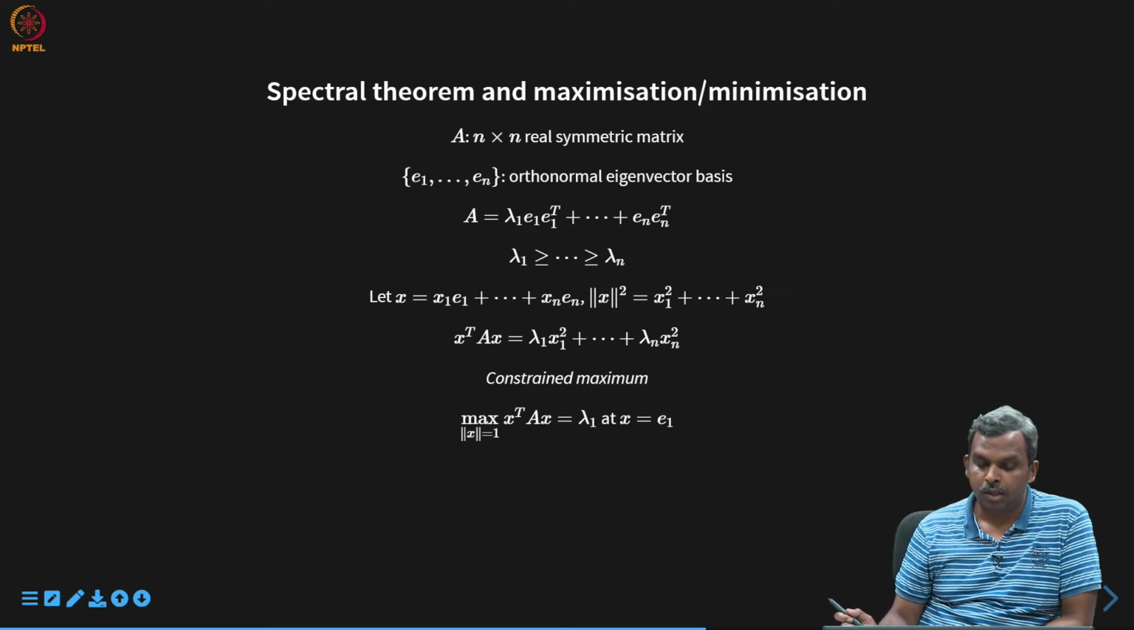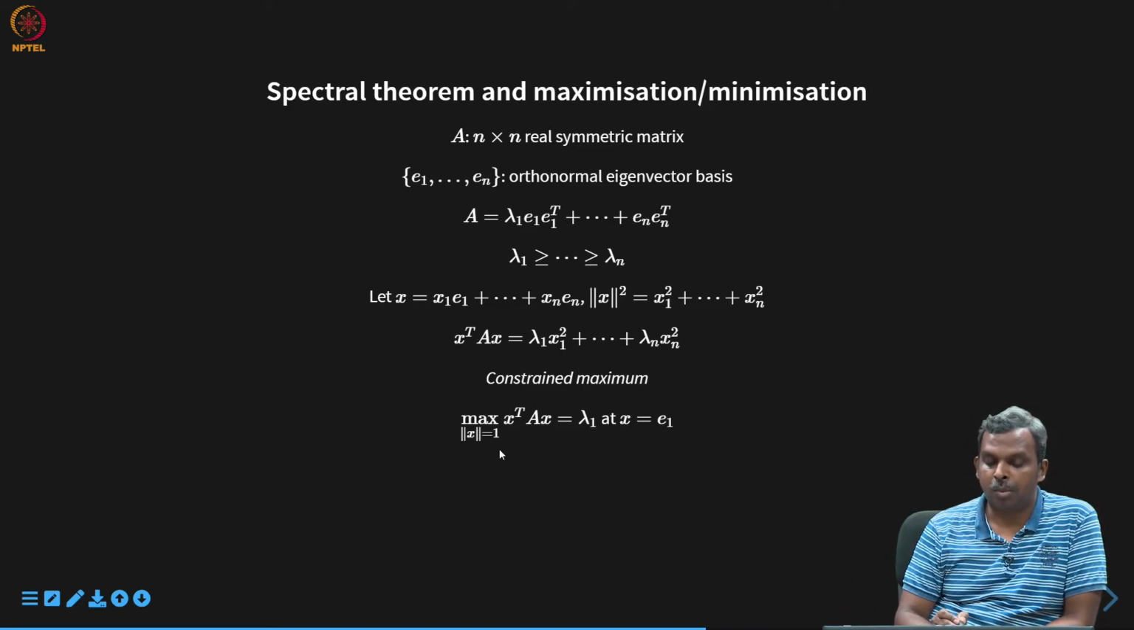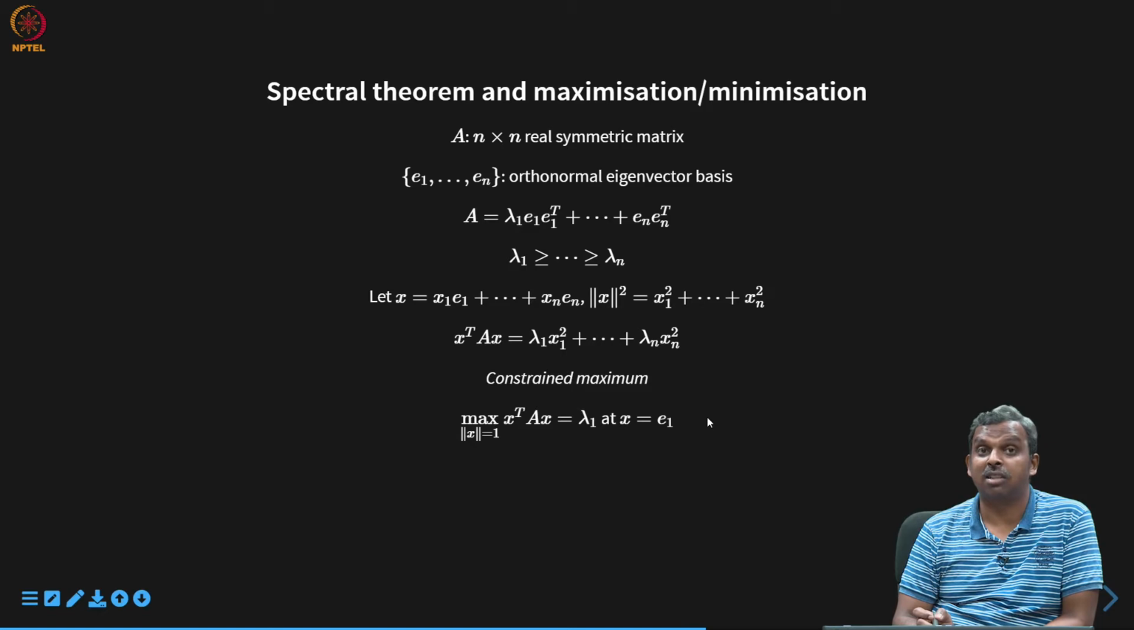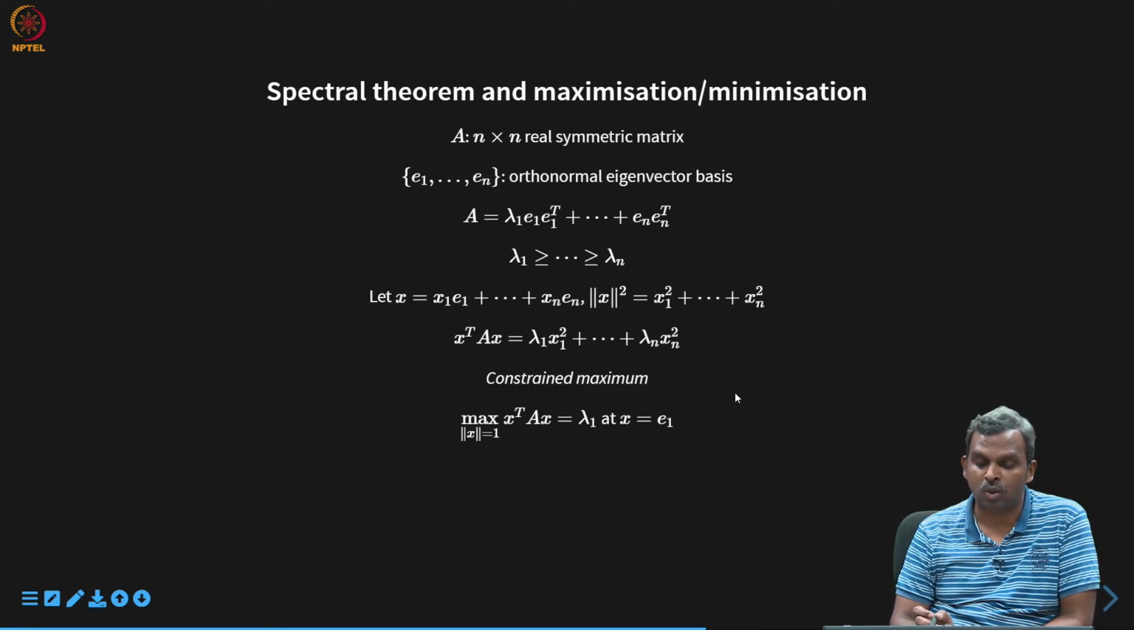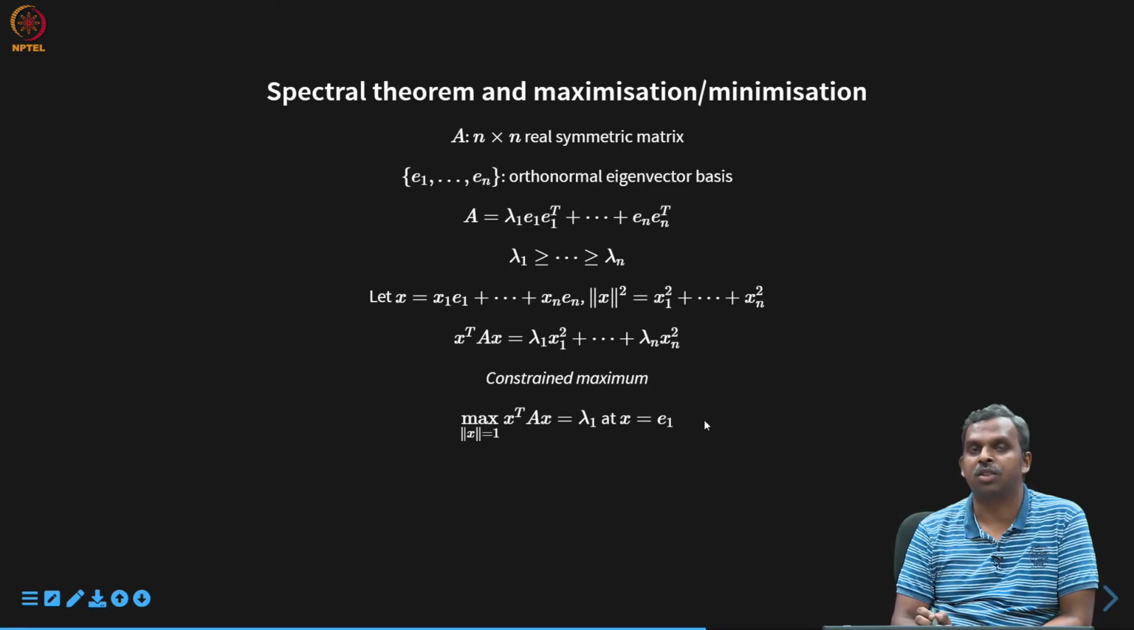Okay? So the constraint maximum for norm x equals 1 of x transpose Ax is simply lambda 1, and it's achieved at x equals e1. That's it. Okay? How simple is it to solve this using the spectral theorem, right? So there's no calculus, there's no differentiation, nothing more is involved. Just the answer comes out very cleanly using the spectral theorem.